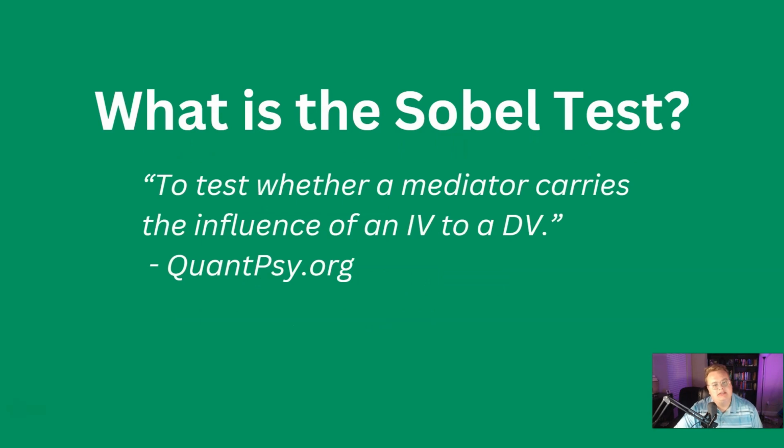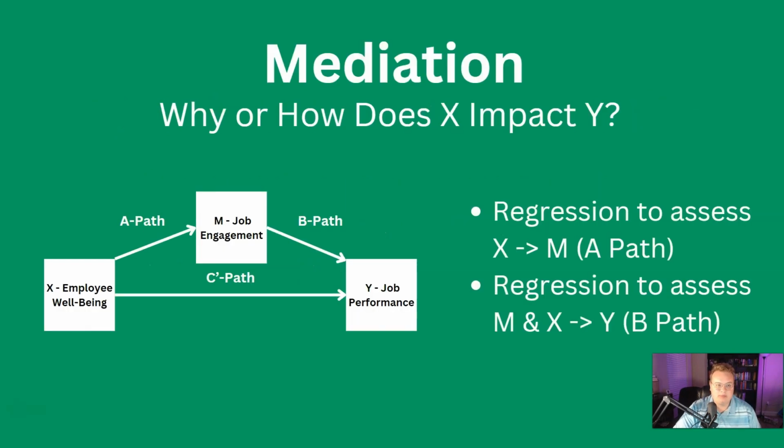So first off, what is the Sobel test? It's to test whether a mediator carries the influence of an IV to a DV. And this comes from quantsci.org. So you're literally examining if the mediator is the cause of the influence between the IV and the DV. And mediation, again, answers the question of why or how does X impact Y.